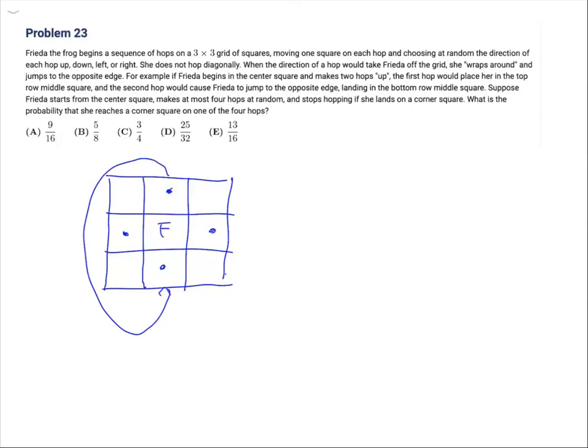So I'll define some notation. Let Cn equal the probability of reaching a corner for the first time in n moves, starting from center.